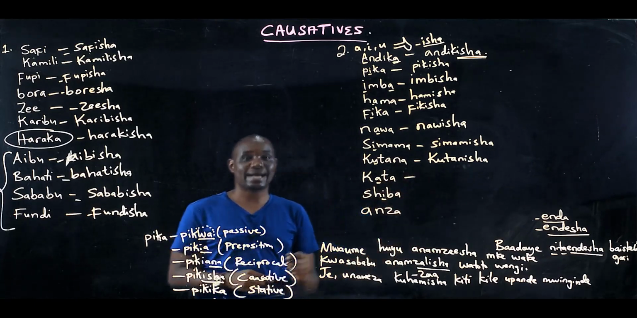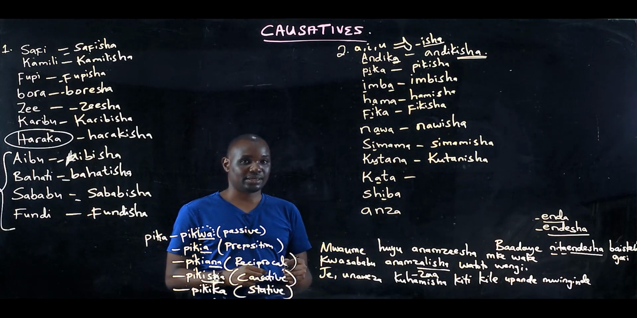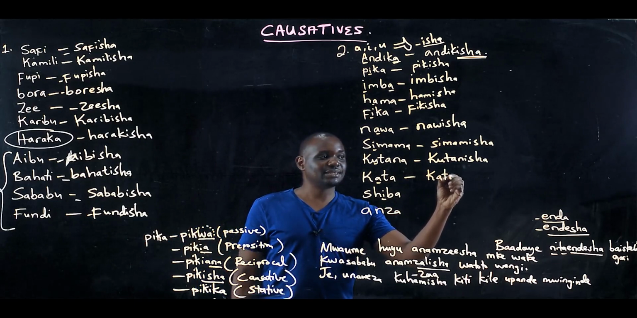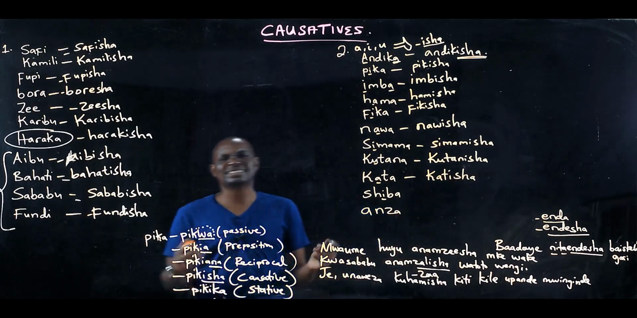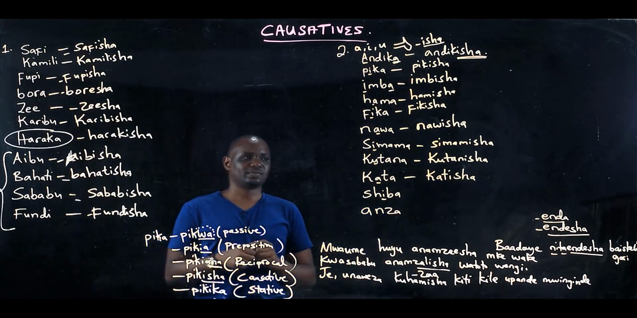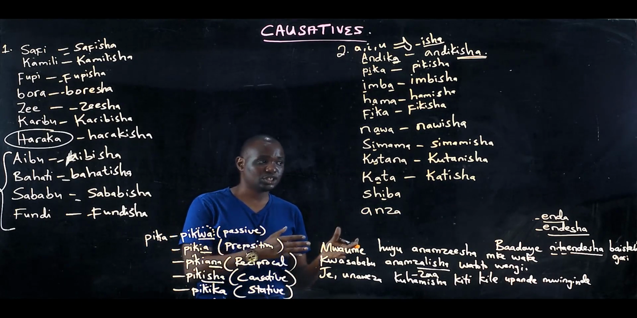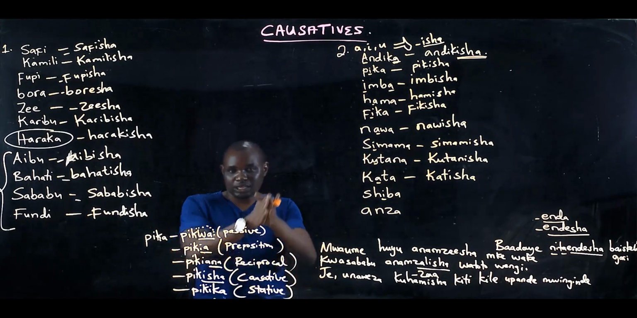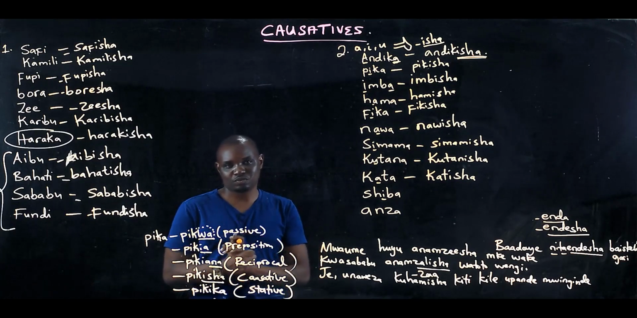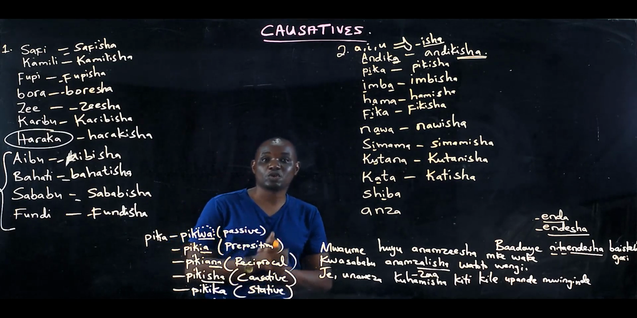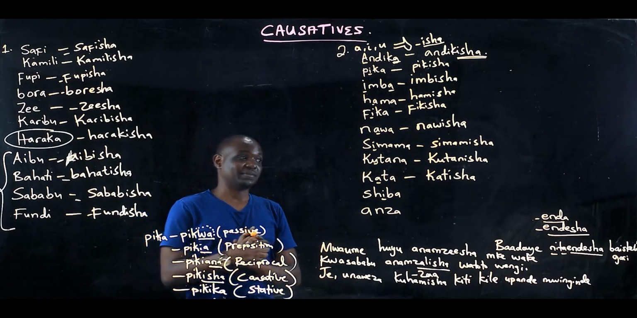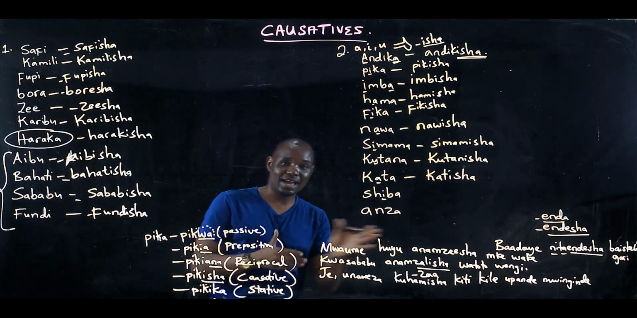Kata is to cut. Kata. And causative will be? Say it. Yes, katisha. What does katisha mean? Kata is to cut. Katisha is to make a shortcut. Yes. Sitaki kupita njia hii kwa sababu ni ndefu. I don't want to pass this way because it's the long way. Ninataka kukatisha. I want to cut it.